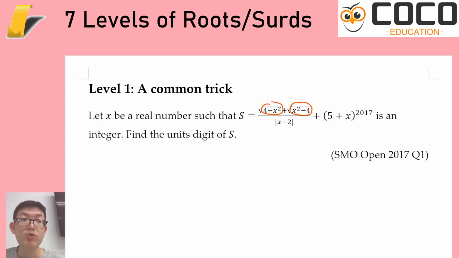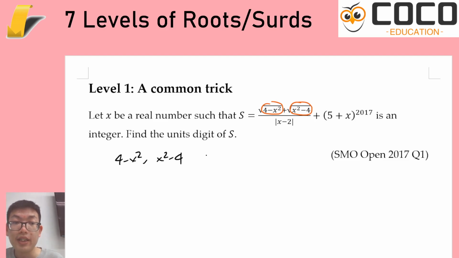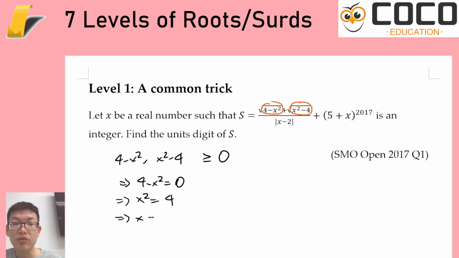The number one property about square roots is that square roots of negative numbers do not exist in the real world, and the real world meaning the world of reals. So both of these have to be greater than or equal to 0. They are negatives of each other, which means that they are both 0. Which means that x squared equals 4, and that means that x equals square root of 4 equals 2. Right?